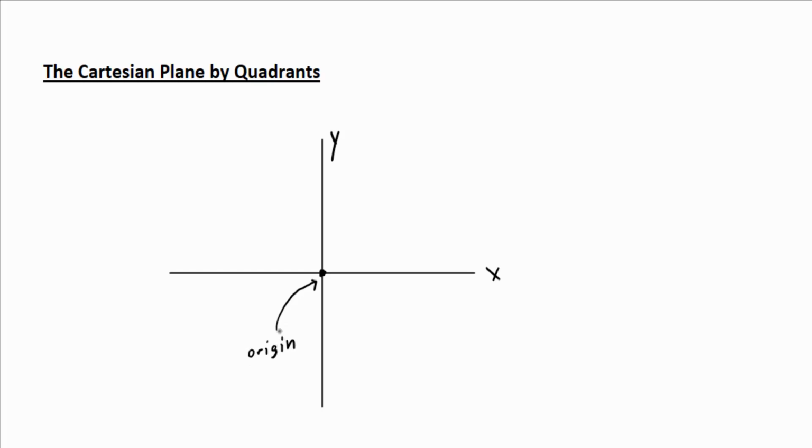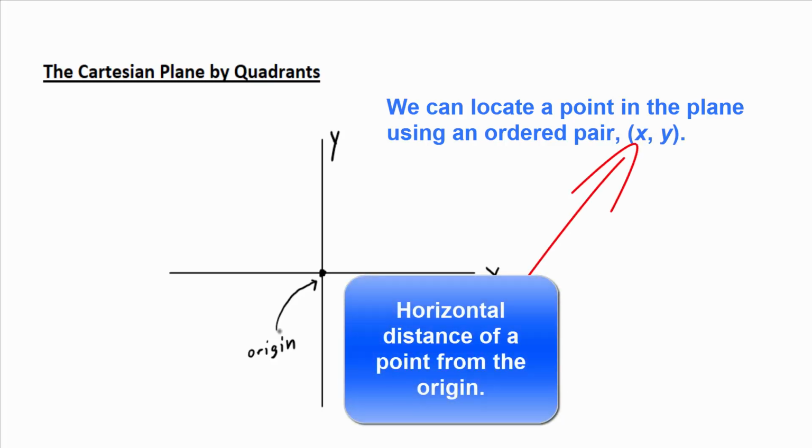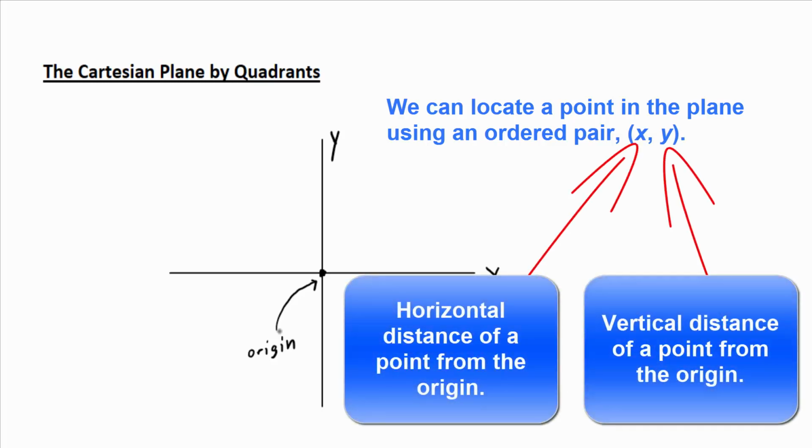The origin. And so if we want to locate a point in the plane, we can use an ordered pair. The first coordinate is x, the second coordinate is y. Or if we don't use x and y, it's usually alphabetical order, a, comma, b, or something like that.